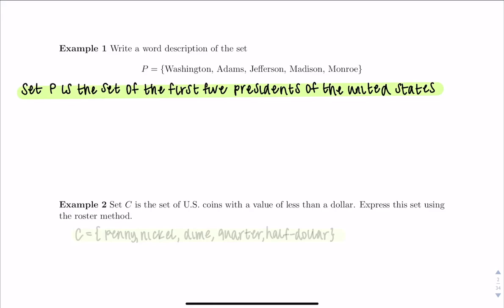For example 2, it says set C is the set of US coins with a value of less than $1, and we're using roster method. So that's when we use the curly braces and we list the elements individually. So C is equal to, and we just want to list all of the coins that are less than $1. So we have penny, nickel, we got a dime, a quarter, and a $50.